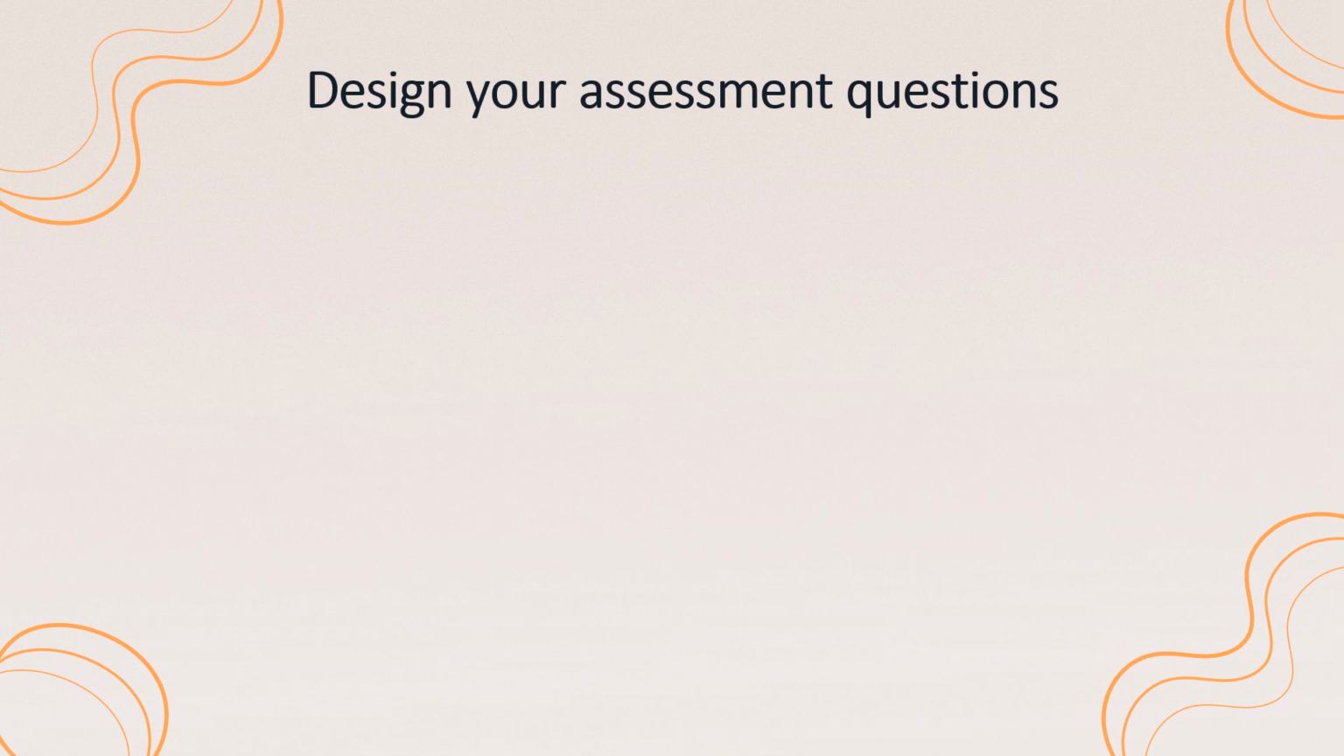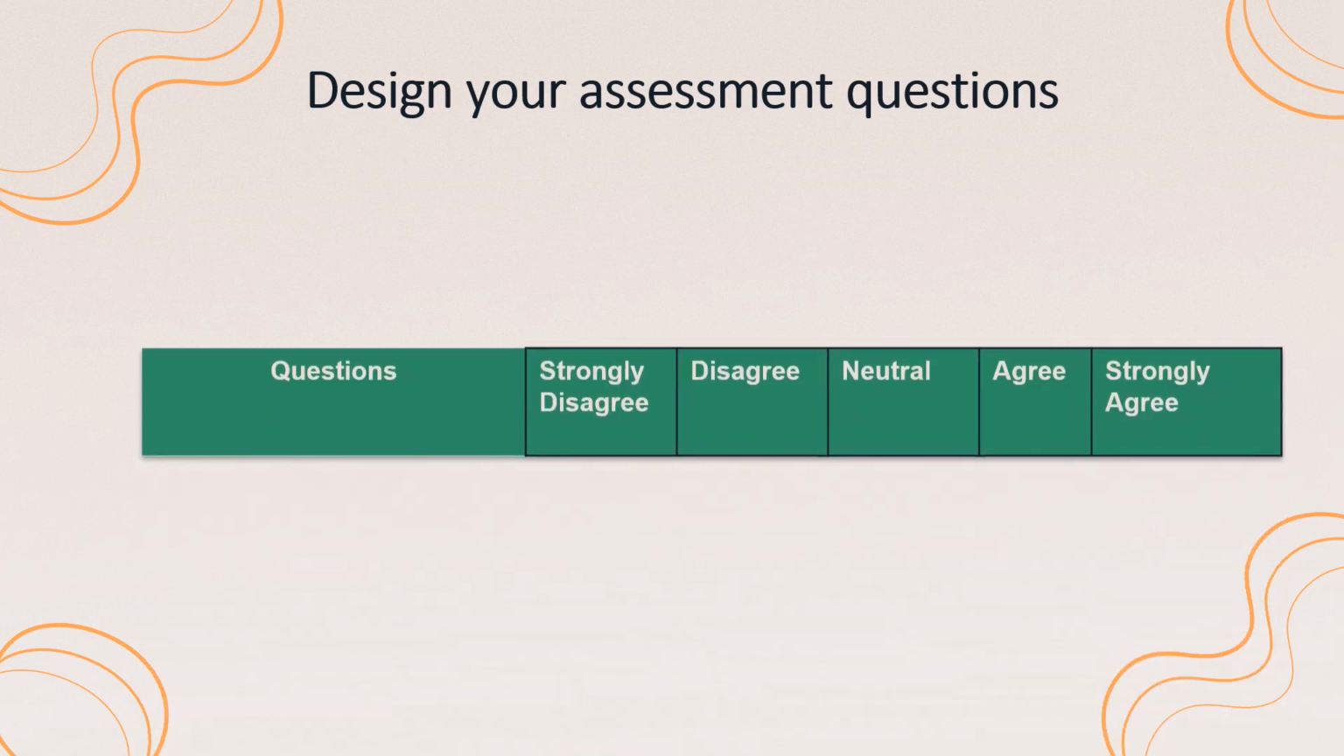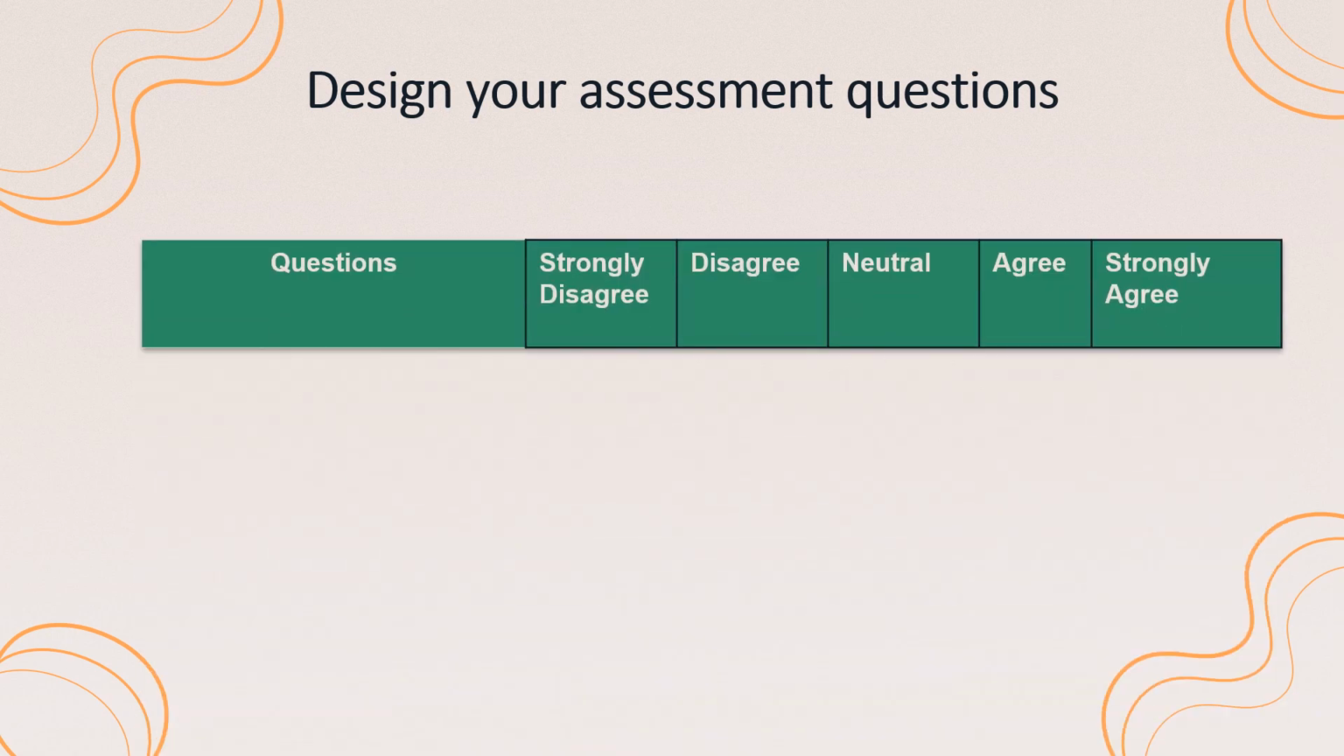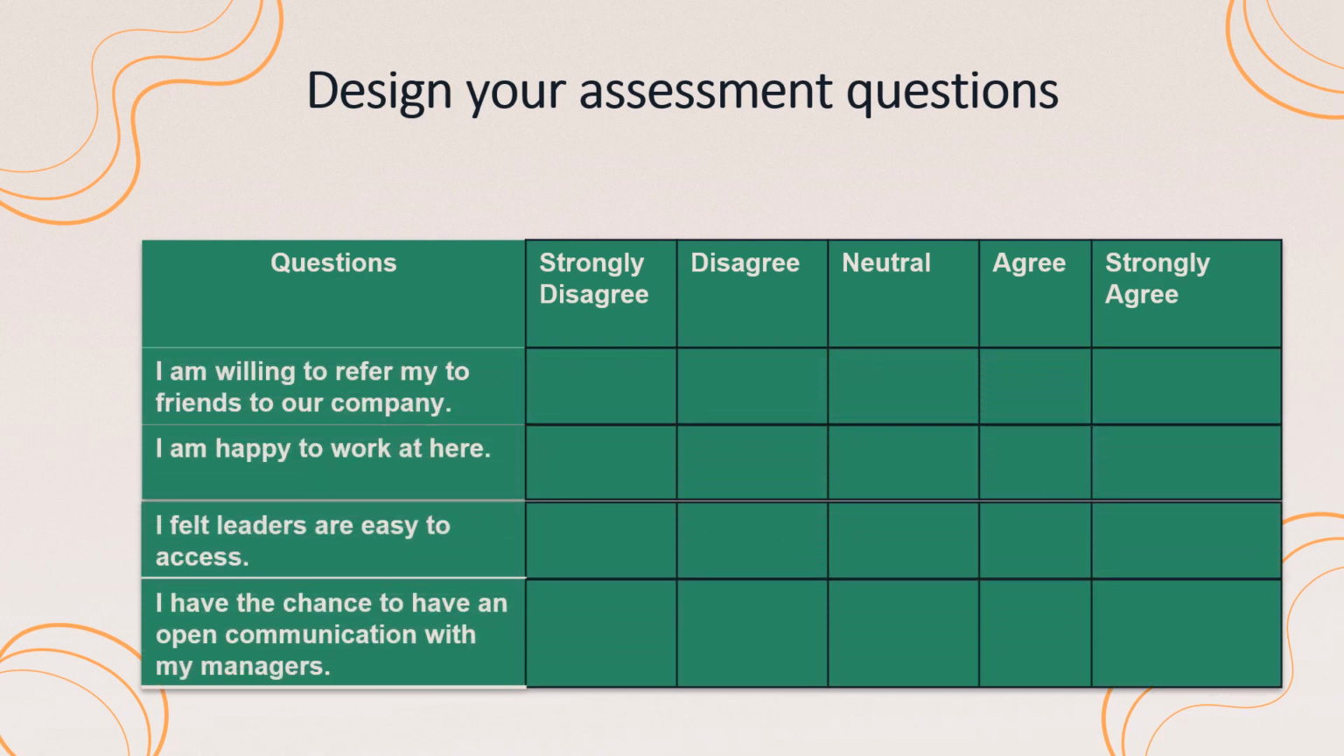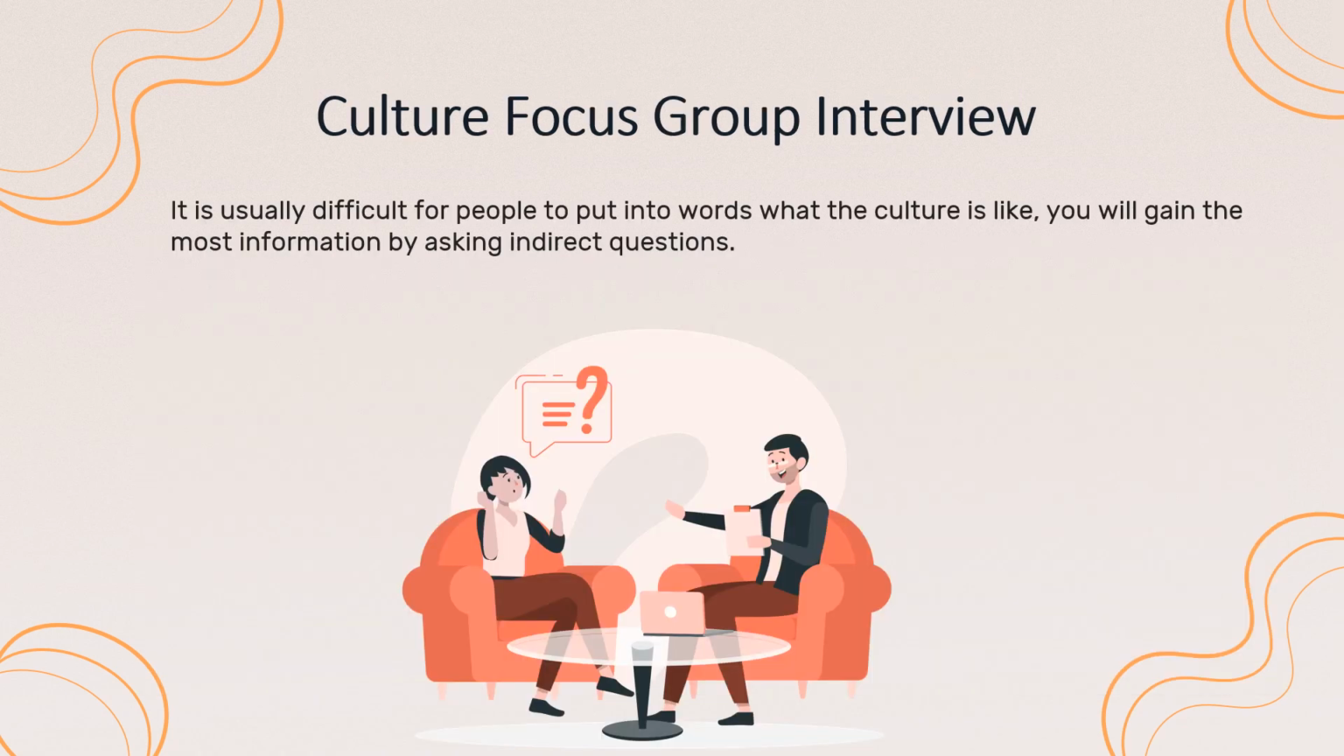And after confirming the metrics, you can think about what kind of questions represent those metrics. So for example, for referrals, you can ask their opinion about the statement, I'm willing to refer my friend to the company. And for employee satisfaction, you can ask something like, I'm happy to work here. Besides, you can use an online survey tool to create the cultural survey.